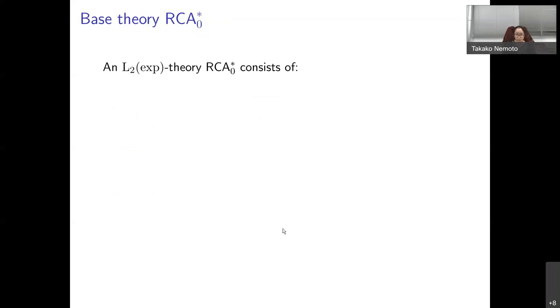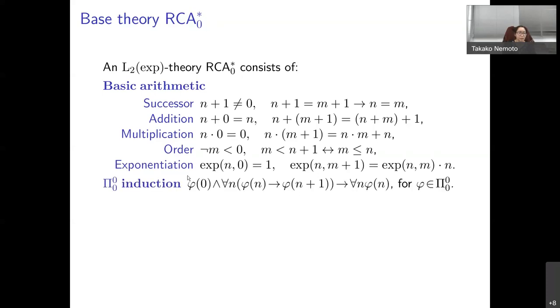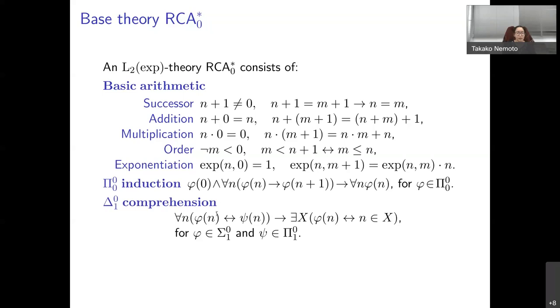So usually in reverse mathematics, we classify mathematical theorems with set comprehension axioms which are necessary and sufficient. For that, we need a base theory, and in this talk, I use RCA_0^*, that consists of axioms for basic arithmetic: successor, addition, multiplication, order, and also exponentiation, and Pi^0_0 induction. So the induction scheme for Sigma^0_0 formulas, and Delta^0_1 comprehension. That means in recursion theory that corresponds to the recursive comprehension axiom. In some omega models, that is, models of second order arithmetic with standard first order part, it corresponds to having all recursive sets of natural numbers.